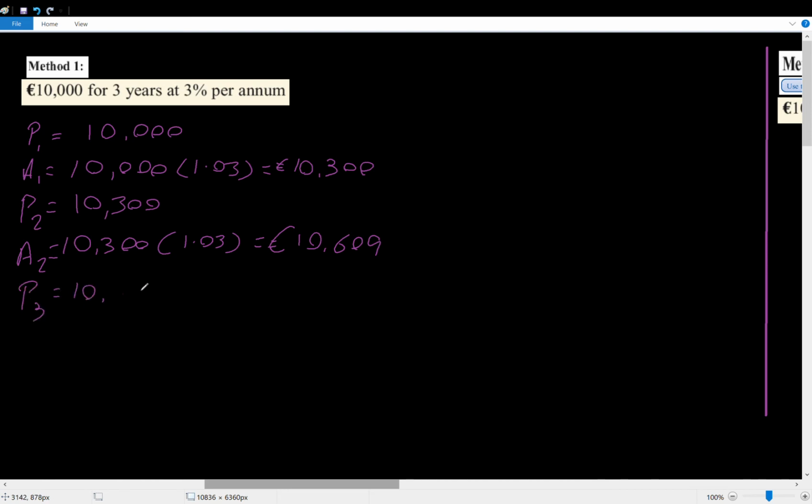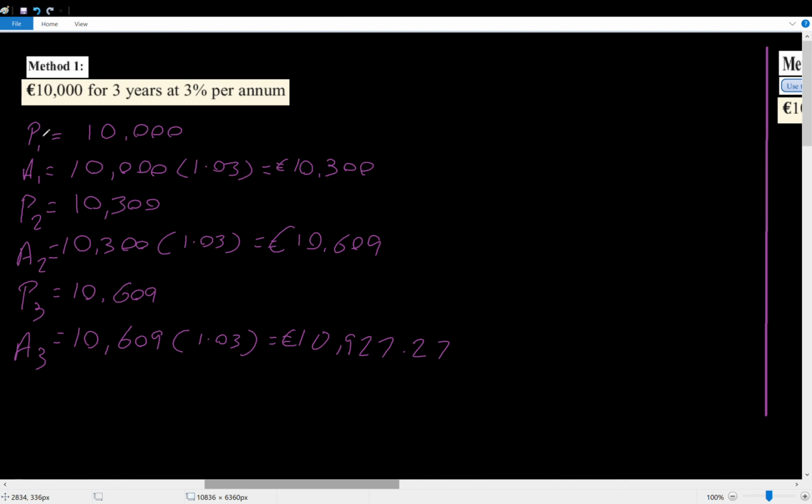So 10,609. And to calculate our A3, which is our amount at the end of the third year, we're going to multiply 10,609 by 1.03, and that's going to give us 10,927.27 cents.